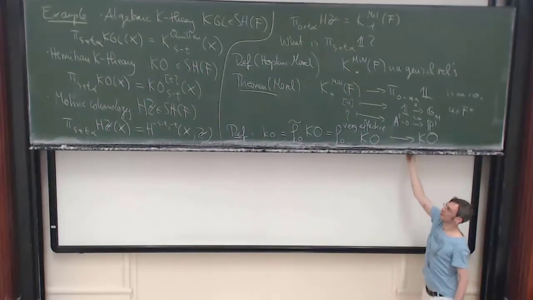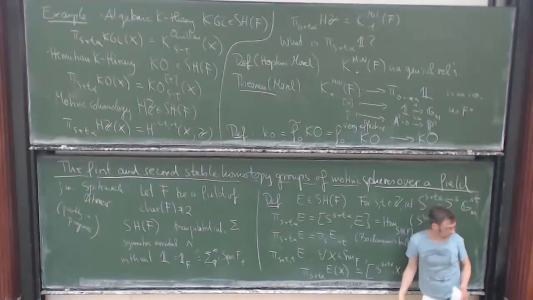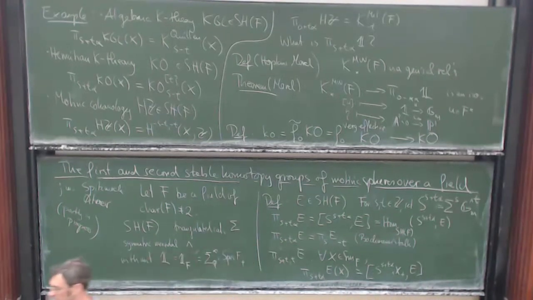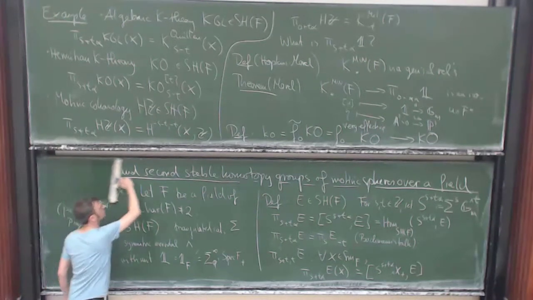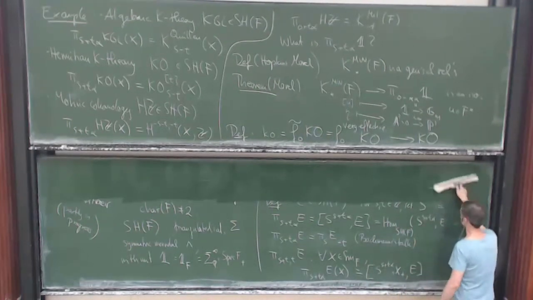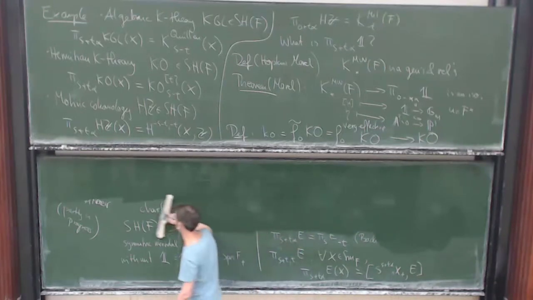And its formal properties are basically as good as for Hermitian K-theory. It's also a ring spectrum, and in particular it receives a unit map from the sphere spectrum because the sphere is very effective.